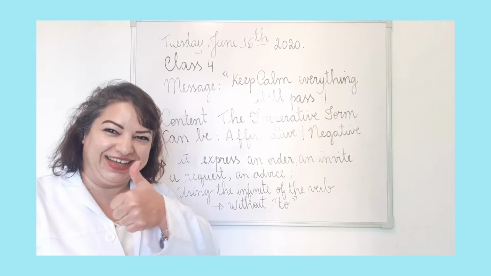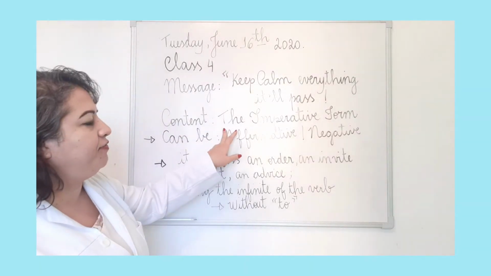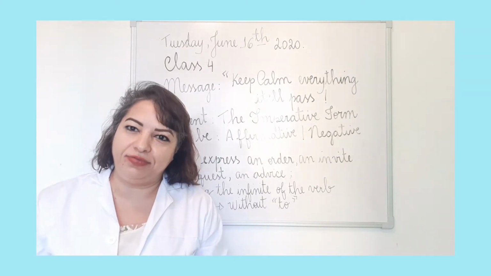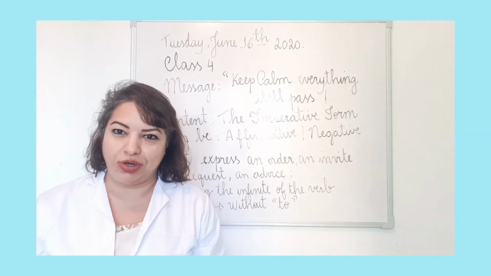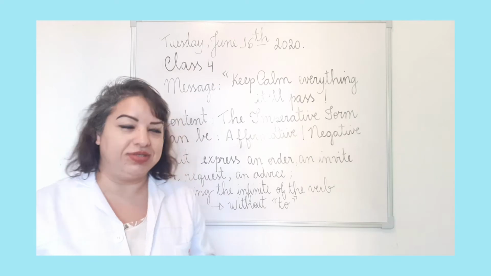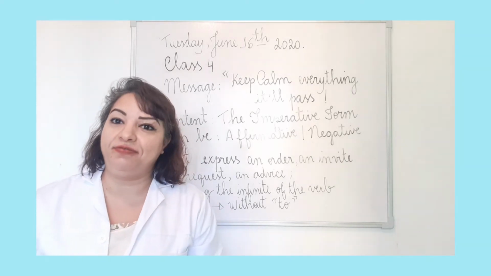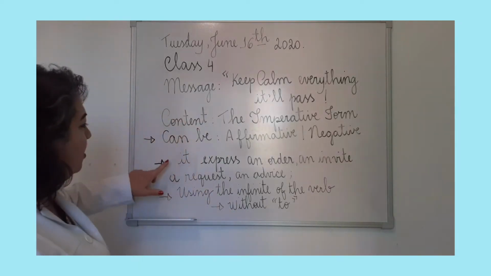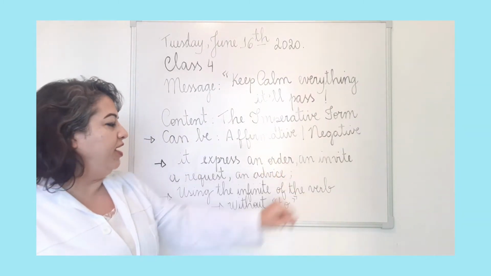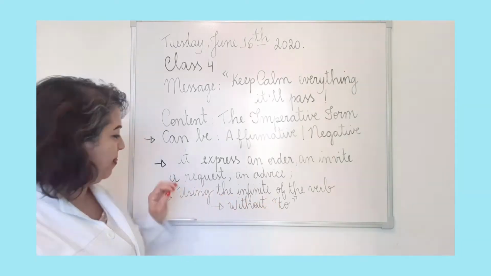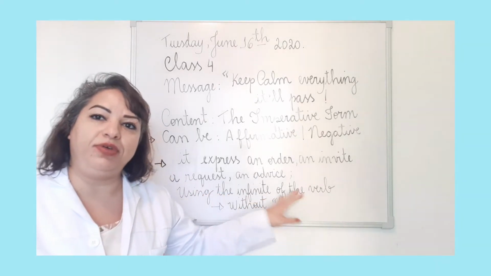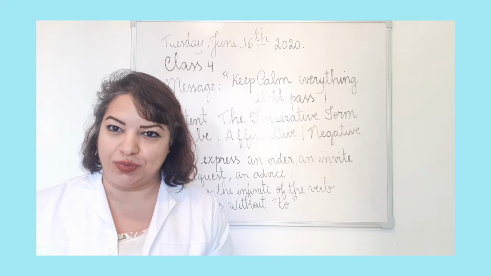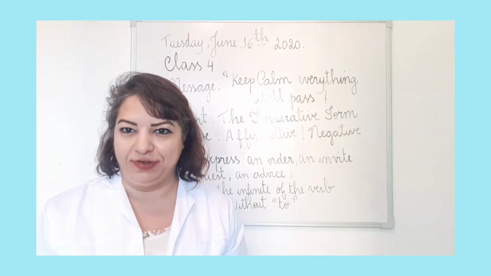One day. Yeah? The imperative form can be affirmative and negative form. To negative form, I use don't or do not. Contracted form, don't. And the imperative form starts with a verb. Yeah? Each expresses an order, an invite, a request, and advice, using the infinitive of the verb without to. Eu uso na forma infinitiva sem a palavrinha to. In the infinitive verb. Yeah?